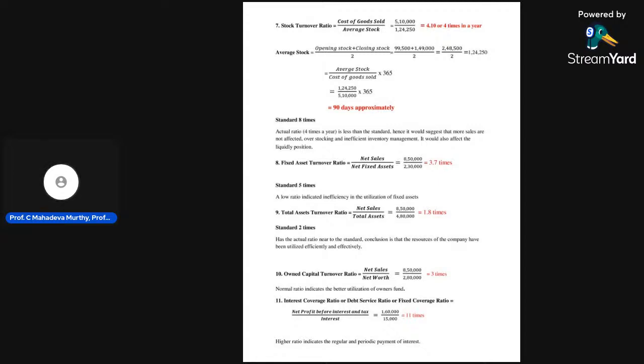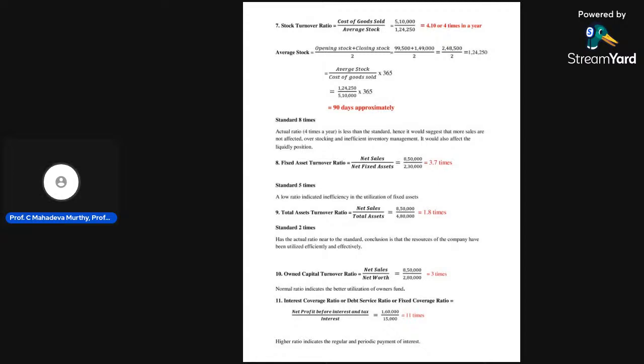It says the actual ratio is 4 times, but that is less than the standard. Yes, we can understand that. Hence, it would suggest that sales are not affected here, because actually it should be 8 times turnover. Here it is only 4 times, double, because the majority of the stock is in stock in trade. If it is in stock in trade, there are no sales, no liquidity, no profit. That is the reason. Yes, this is the explanation.